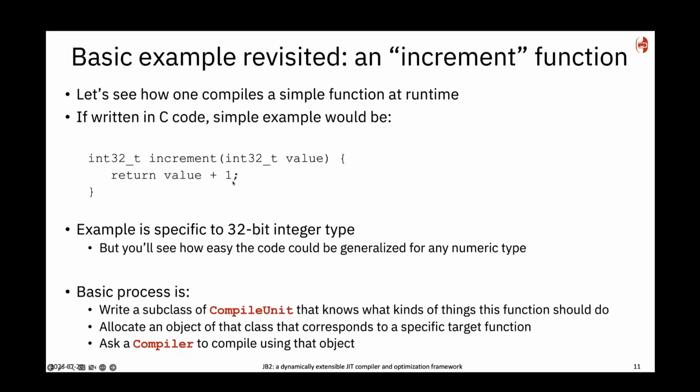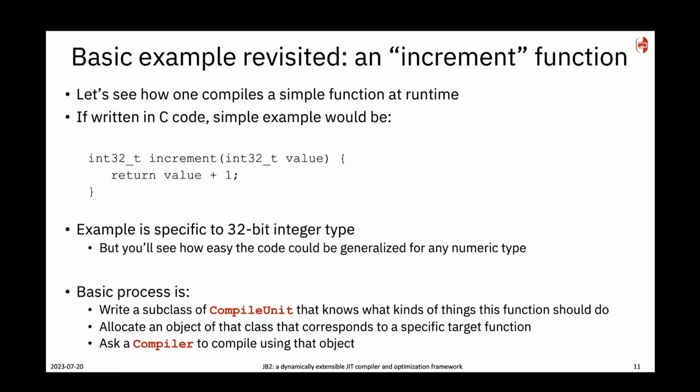It's a little bit more complicated than my return 3 famous example, but it's not very much more complicated, right? So this example that I'm going to go through is specific to handling a 32-bit integer type, but it should be fairly easy to see how you could generalize this for any numeric type quite easily. The basic process here is the same thing that you had from JitBuilder, it's just the names are different and the fact that there's a compiler involved.